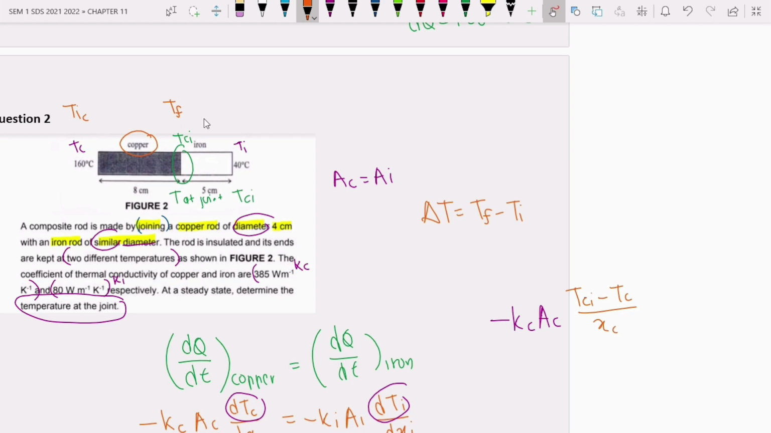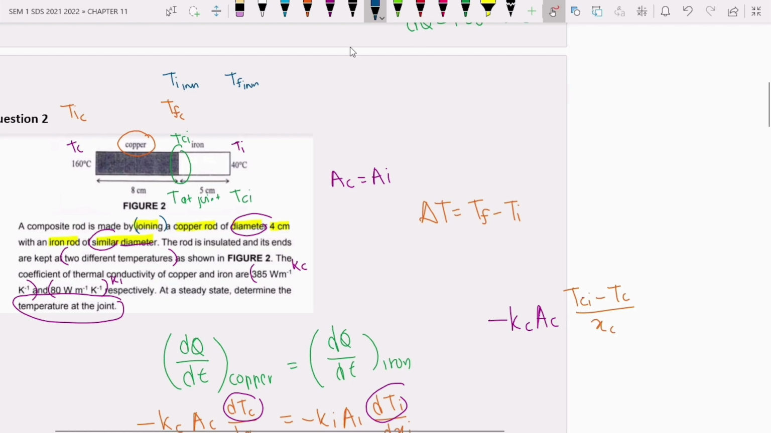This is the initial temperature for copper, and this is the final temperature for copper. Whereas for iron, the temperature at the joint will become the initial temperature of iron, and here will become the final temperature of iron at the end of the rod. So we must know the temperature difference will always be final temperature minus initial temperature.